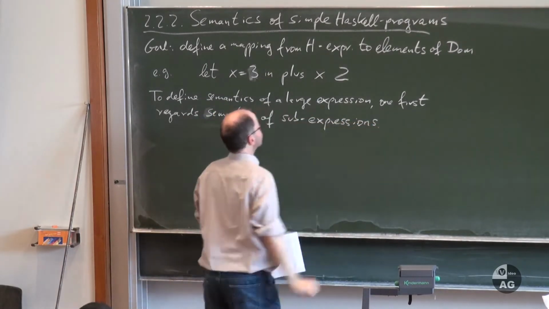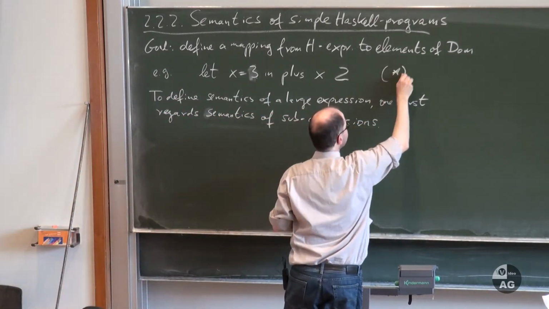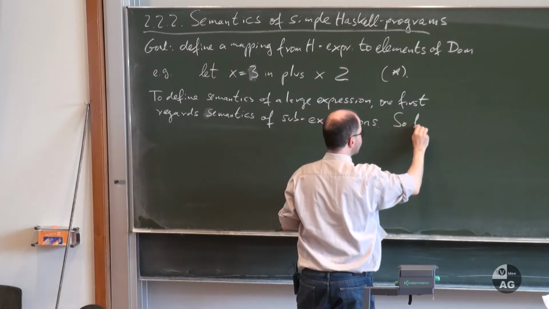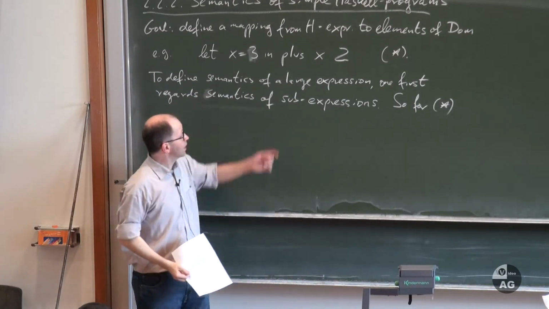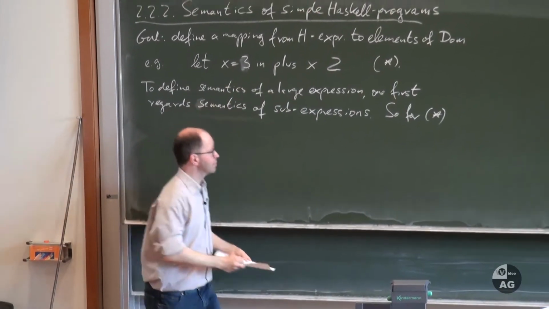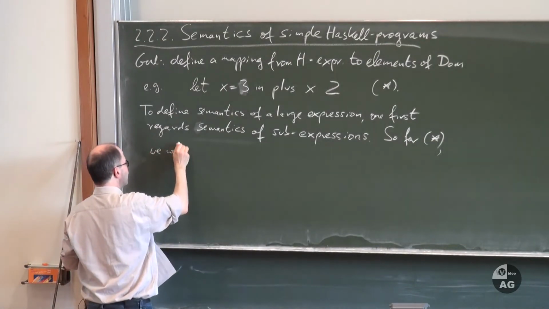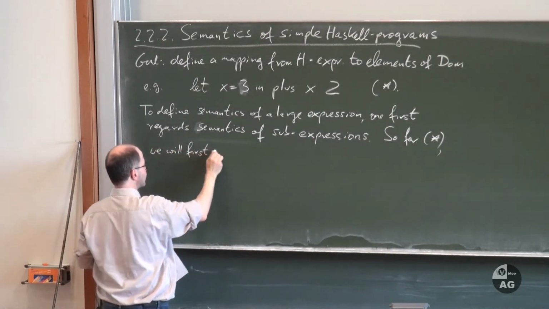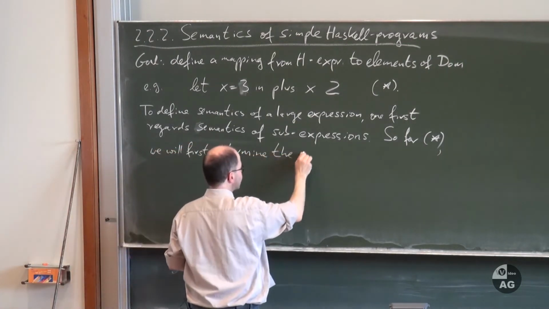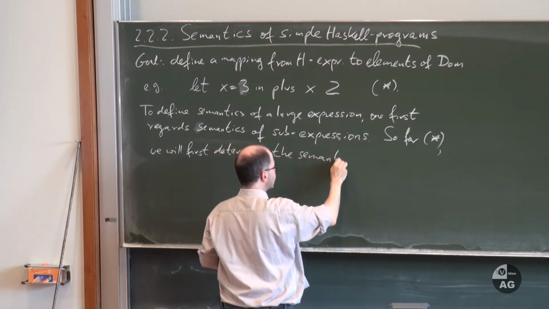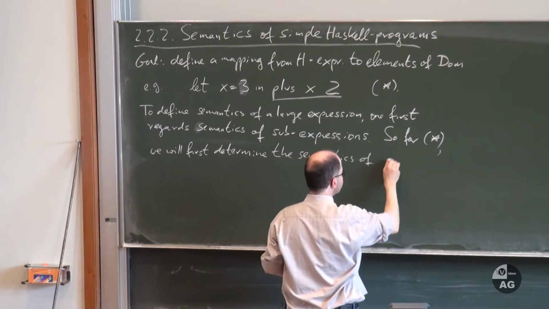So if we have this expression, let's call this star. If we want to define the semantics of the expression star, typically we will first look at the sub-expression plus x2. So for this, we will first determine the semantics of the sub-expression here, of this sub-expression plus x2.